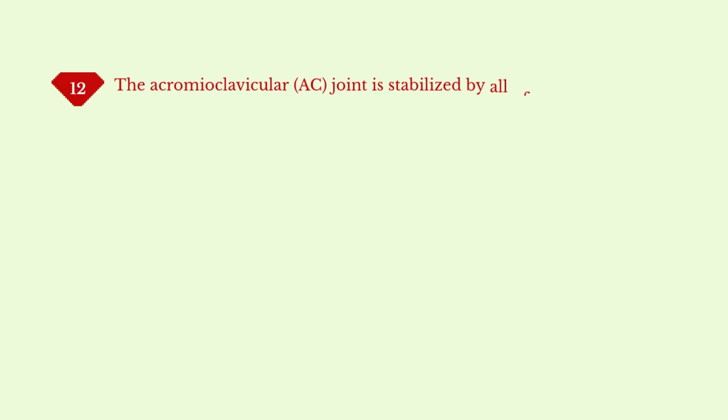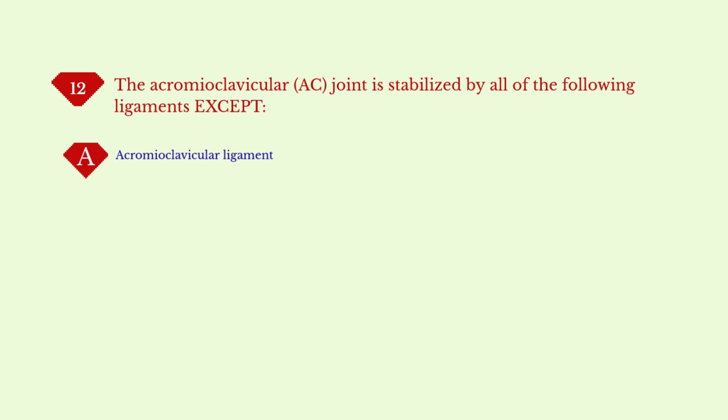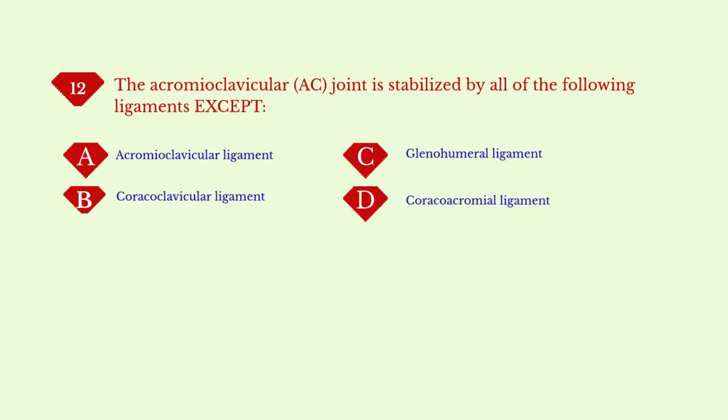The acromioclavicular (AC) joint is stabilized by all of the following ligaments except: A. Acromioclavicular ligament. B. Corticoclavicular ligament. C. Glenohumeral ligament. D. Coracoacromial ligament.